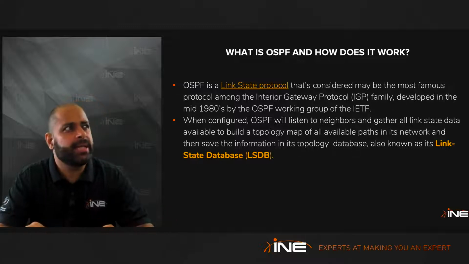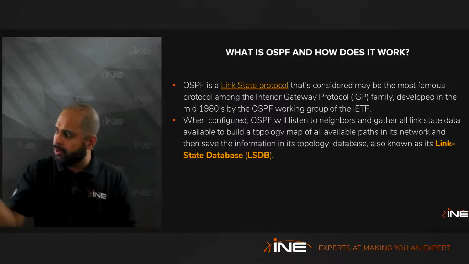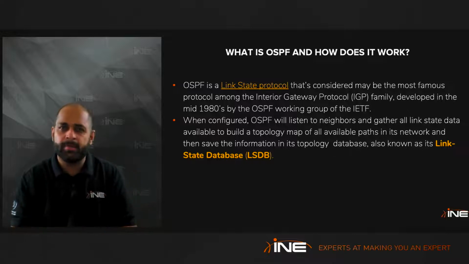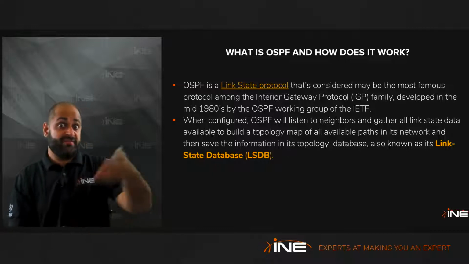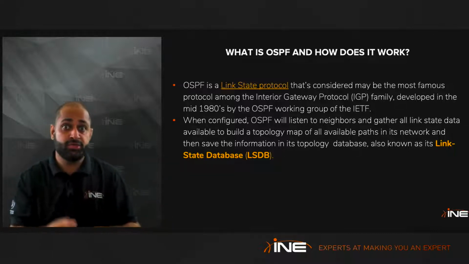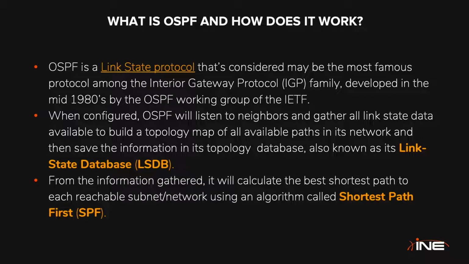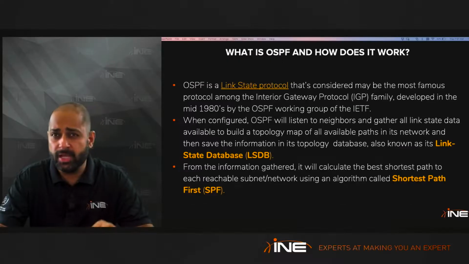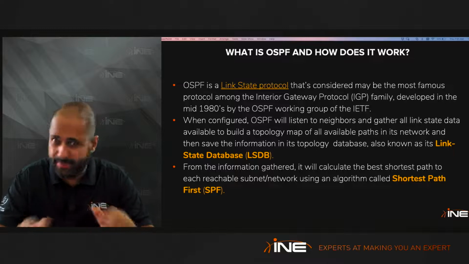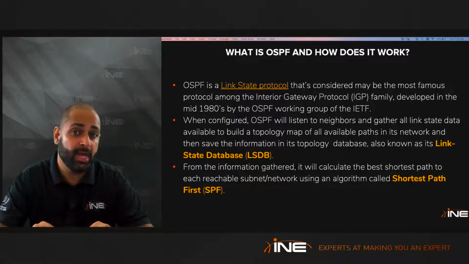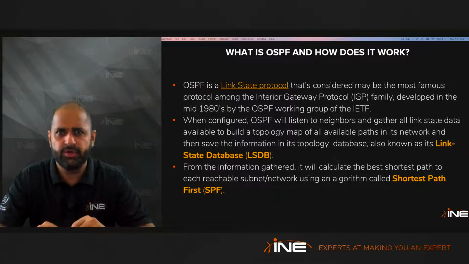The LSDB basically contains the list of all the links, the metrics, the router ID of the neighbor, what links are connected, and the different types of LSAs, whether it's LSA1 or LSA2 or LSA3. Now, once this database is built, the routers are going to run the SPF algorithm, which is shortest path first, to calculate the best path, and the best path goes in the routing table. OSPF finds the best path based on metrics, and the metric of OSPF is cost, which is based on the reference bandwidth.